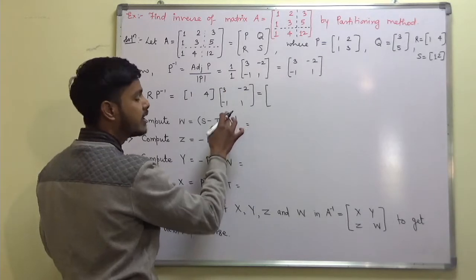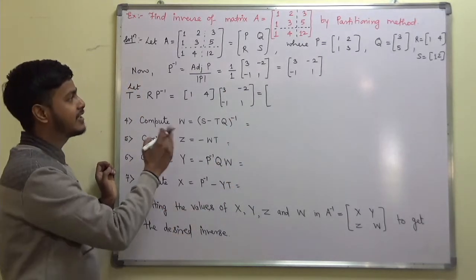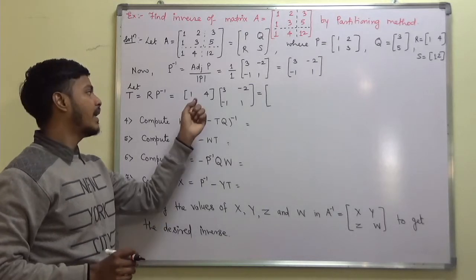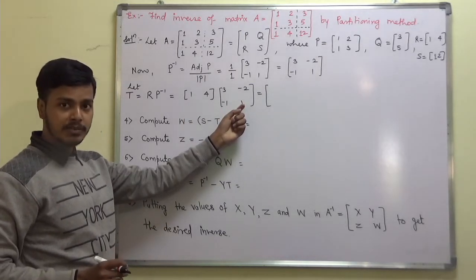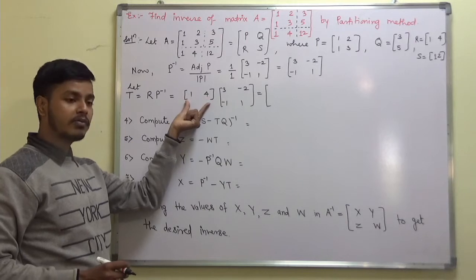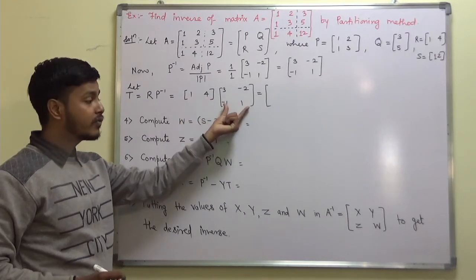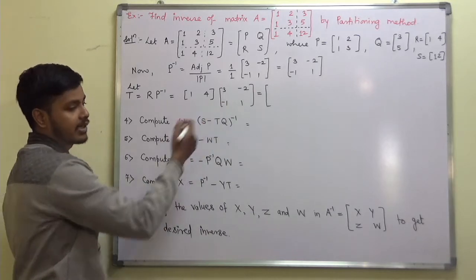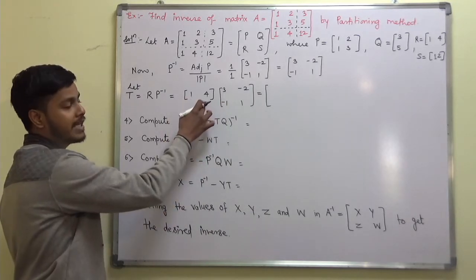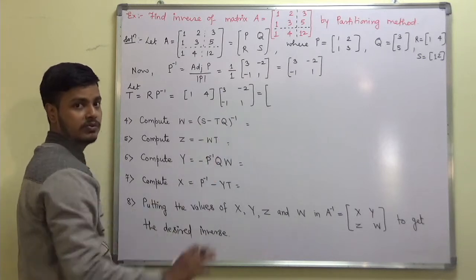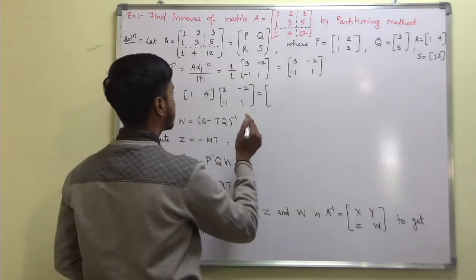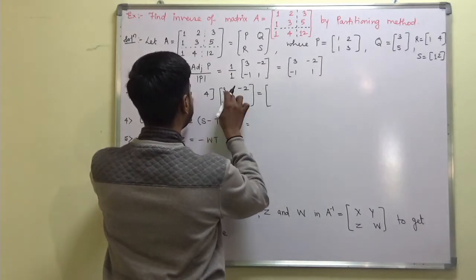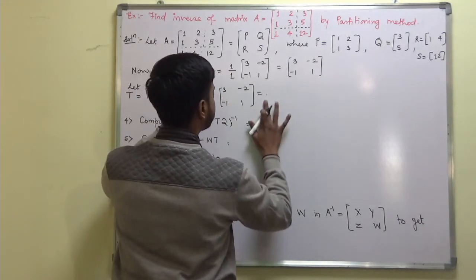First row first. Before I solve this, let me recall one of the basic things. Matrix multiplication is possible if the number of columns of the first matrix and the number of rows of the second matrix are the same. So this is 1 by 2, this is 2 by 2, so matrix multiplication is possible. So what is it? This is 3 minus 4. So what is 3 minus 4?